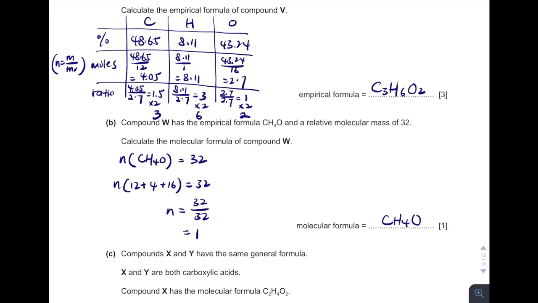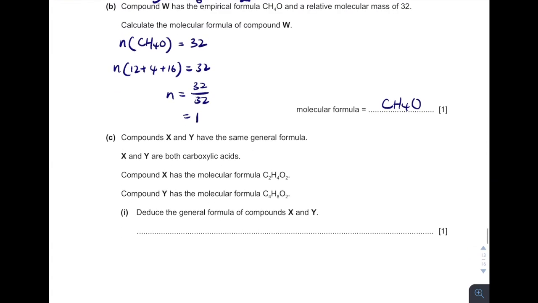Then next one: deduce the general formulas of compound X and Y. It's mentioned here that they are both carboxylic acids. What is the general formula of a carboxylic acid again? CnH2n+1COOH.